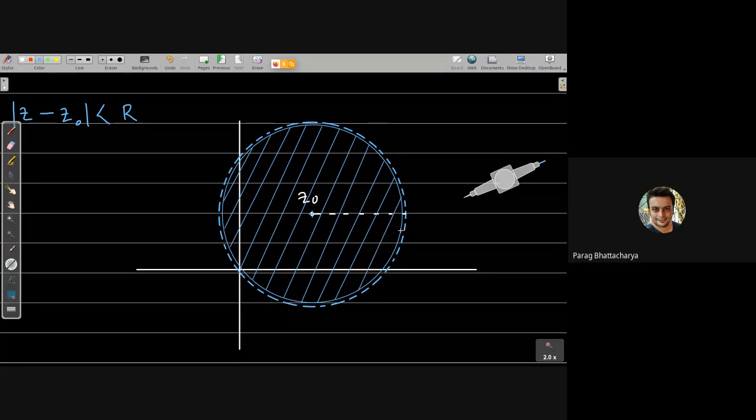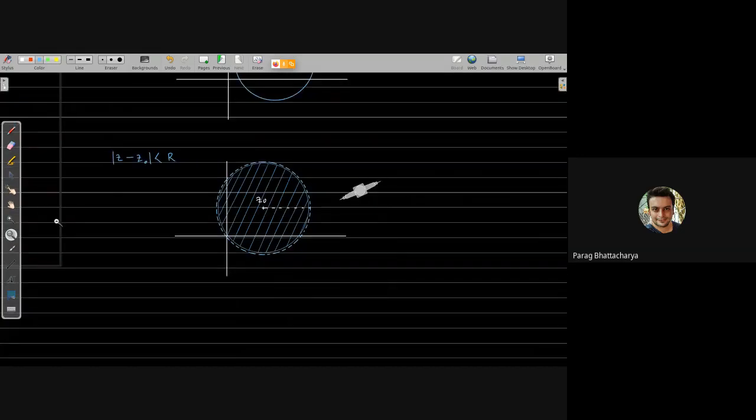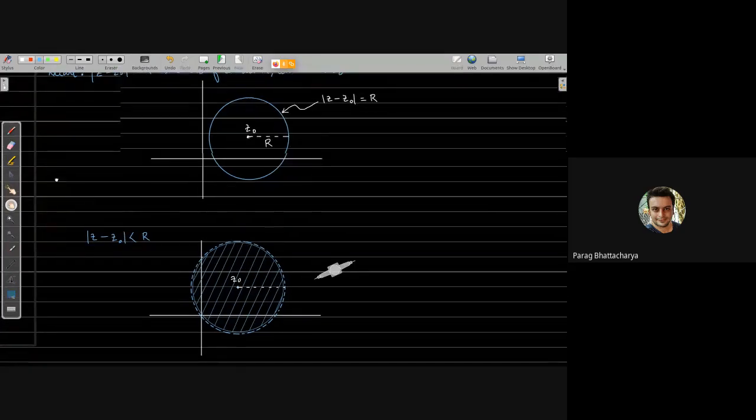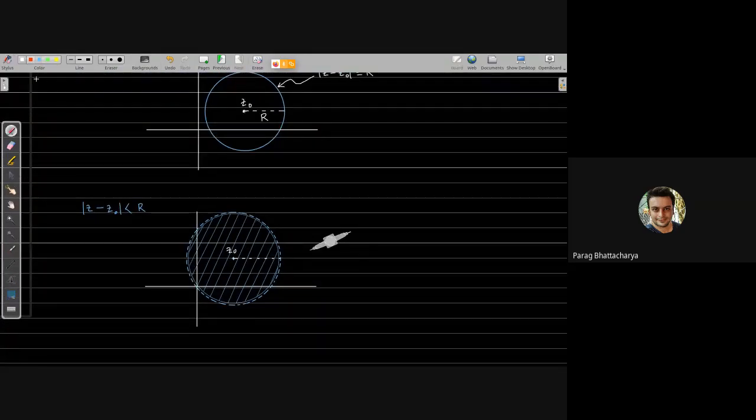Okay, so the points which exclude this circumference, that's what we are talking about here. The points which exclude the circumference, that is all these points. This is |Z minus Z naught| less than R. Okay, is that clear to everyone? All of you, are you clear with this? Yes, sir.